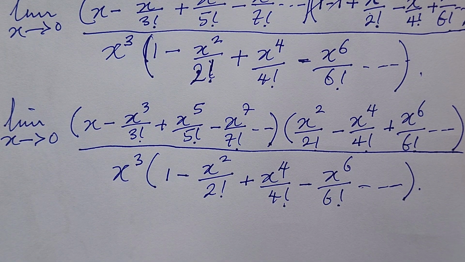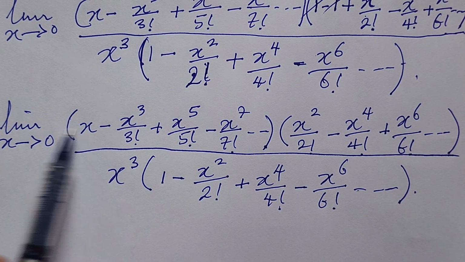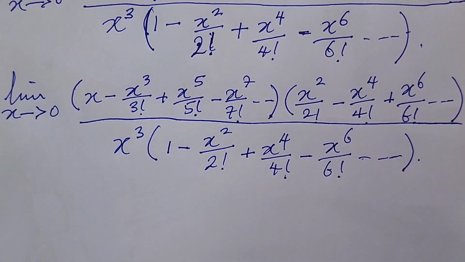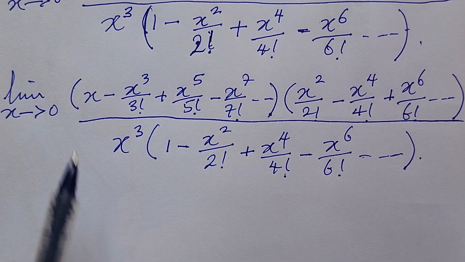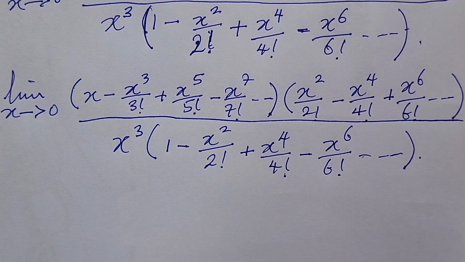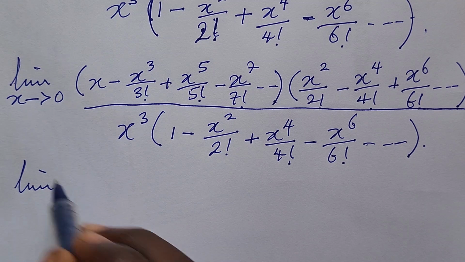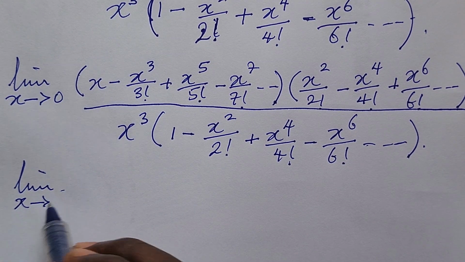Now take a look at the numerator. We can factor x from here. We can factor x to the power of 2 from here. So let's go ahead and do that. If we factor x from here, and x to the power of 2 from here, this will now give us the limit as x tends to 0.